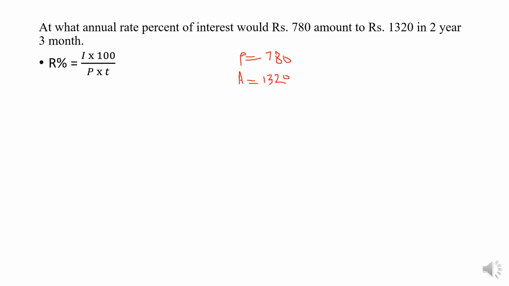For simple interest we write I. For I, or simple interest, we will subtract from the amount: 1320 minus 780. So I equals 540.